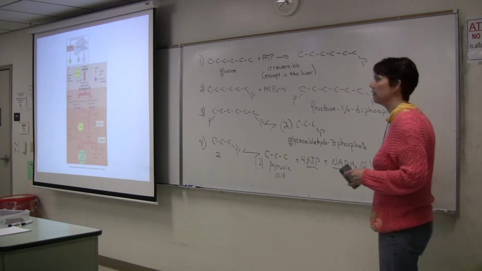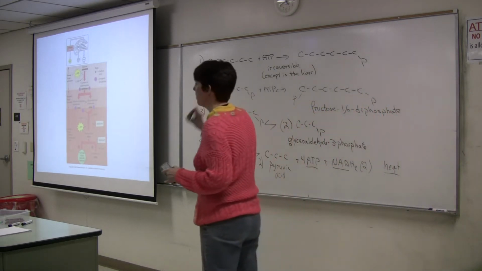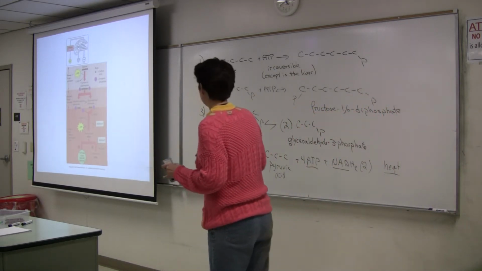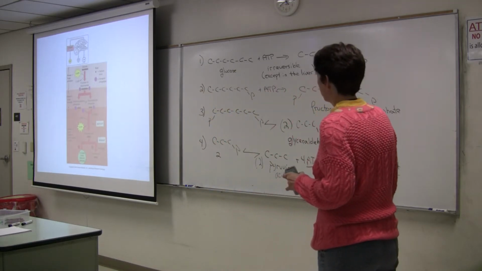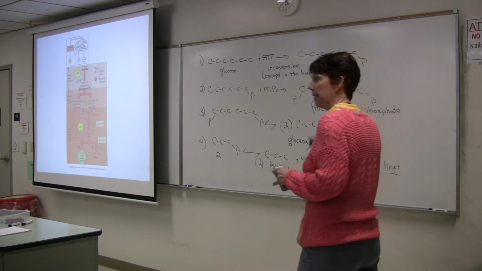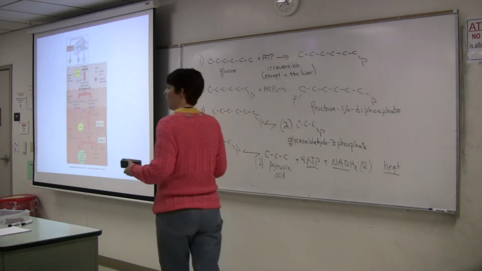So that's the end of glycolysis. I'm going to do just the intermediate step, and then we'll stop with that. So this can take place in the cytoplasm without additional oxygen.